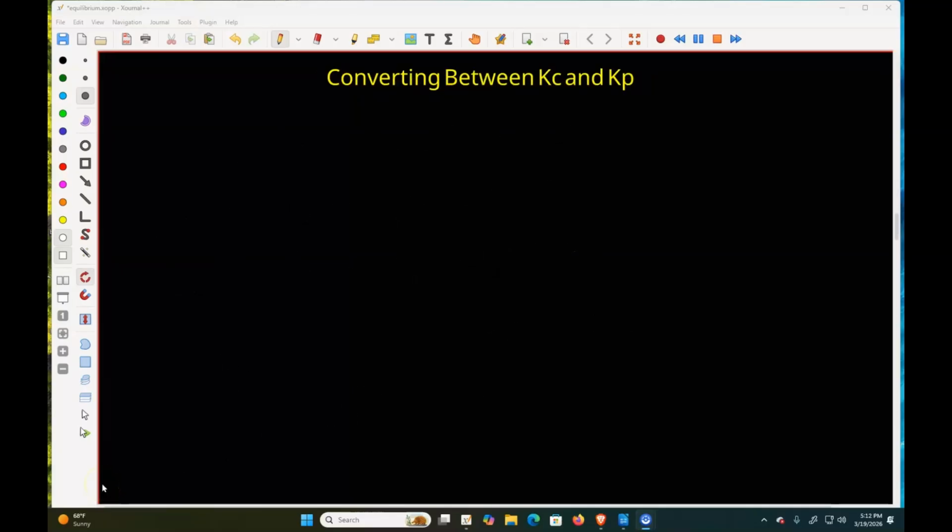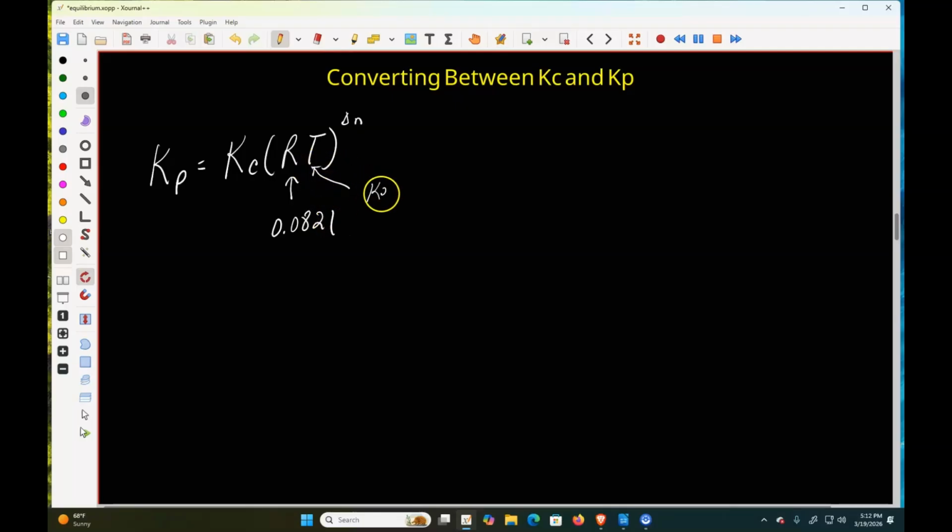Comparing between Kc and Kp, we have an equation that says that Kp is equal to Kc times RT raised to the change in n. For my R here, I'll be using the gas constant 0.0821. Temperature again is going to be in Kelvin. All right, this delta n, this is the change in the number of moles of gas.